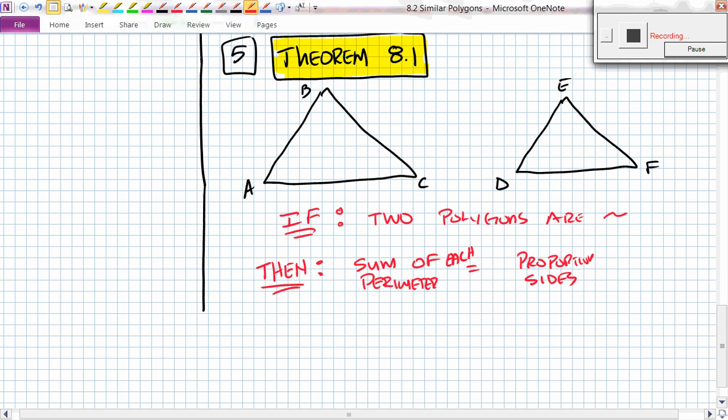Let me show you in context. Theorem 8.1 says that if two polygons are similar, then the perimeters are in the same proportion as the sides. That's what that says, okay? So here's an example, okay?